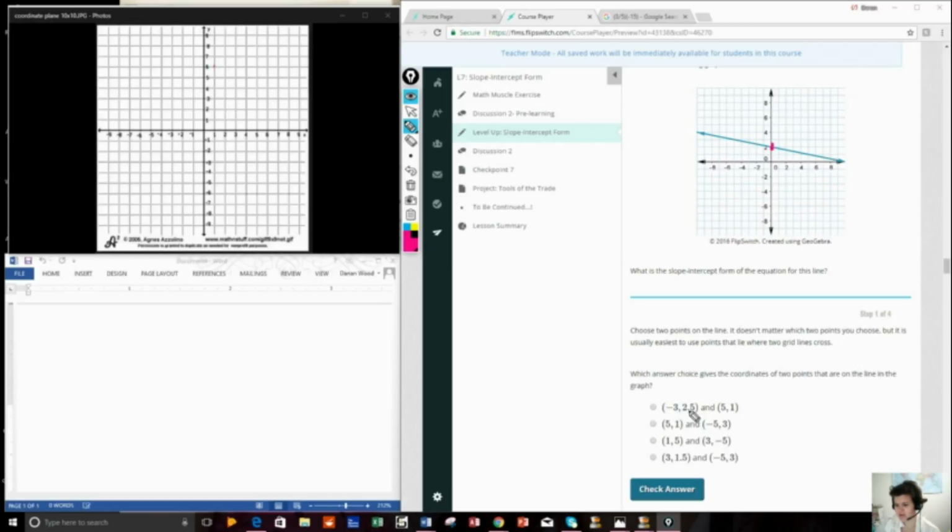-3 and 2.5. So if I go back 3, am I up 2.5? Yes. And 5, 1. So if I go over 5 and up 1, am I on the graph, on the line? Yes. So that one is giving us the coordinates that are on the graph. On the line.